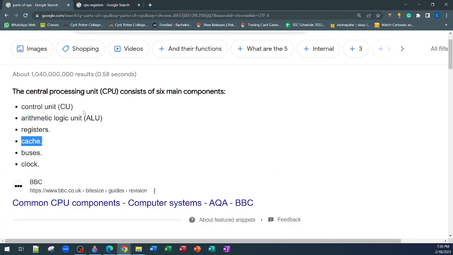All these are very technical. The main two that you need to remember are the CU and the ALU, but in reality there are other components of the CPU. For your exam purposes, these are the main two. But sometimes I have noticed that questions do magically bring up these terms: registers, cache, buses, and clock. So just know that they're components of the CPU and what they actually do.